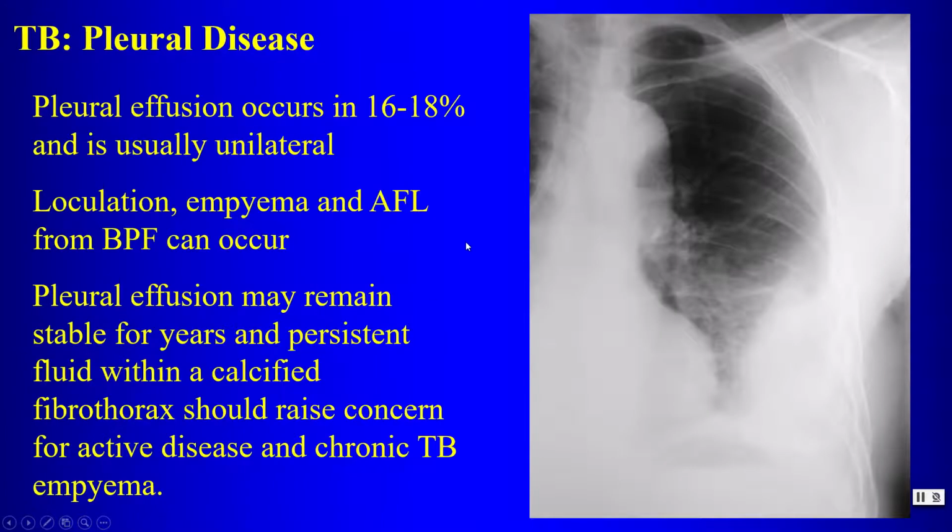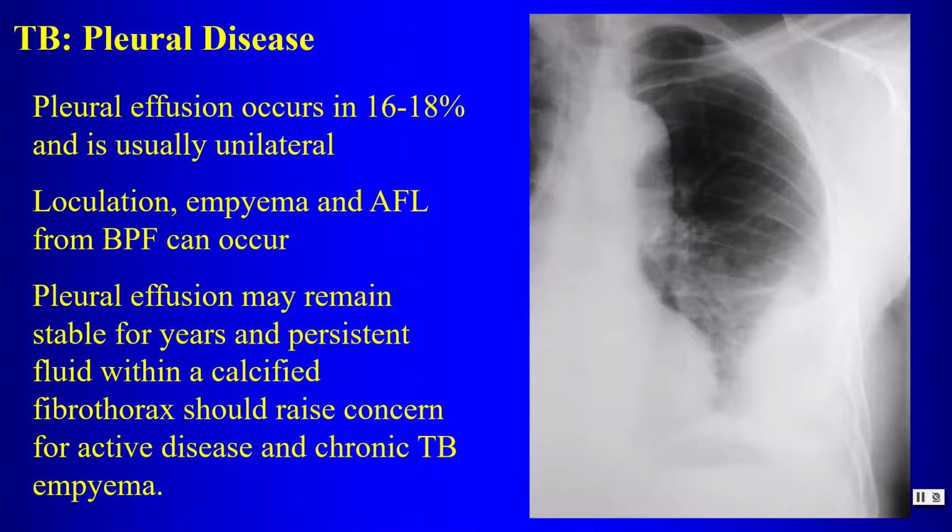So pleural disease can occur from tuberculosis. We can get effusions, we can get loculated fluid, you can have empyemas. If a bronchopleural fistula forms, you can get an air fluid level within the effusion. The effusion may remain stable for years and may persist even with calcification, and it can contain viable organisms.